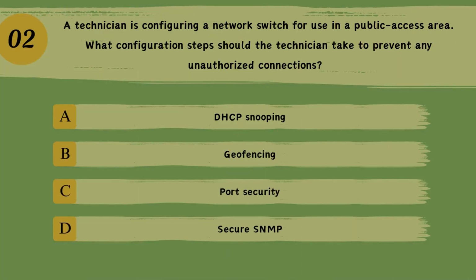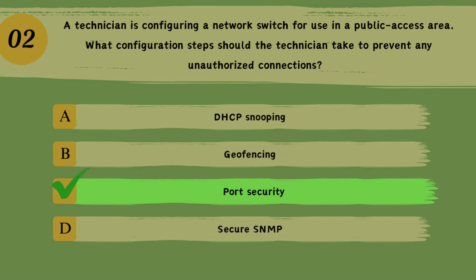Question 2. A technician is configuring a network switch for use in a public access area. What configuration steps should the technician take to prevent any unauthorized connections? A. DHCP snooping. B. Geofencing. C. Port security. D. Secure SNMP.